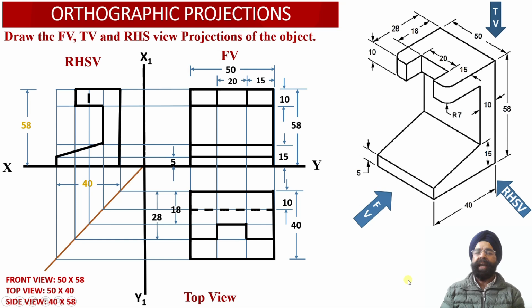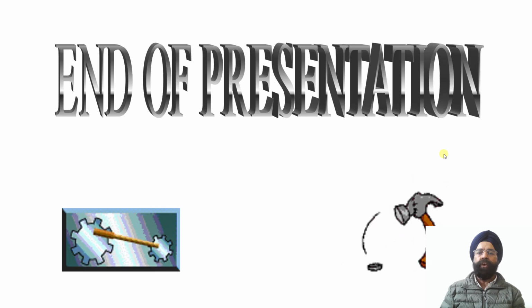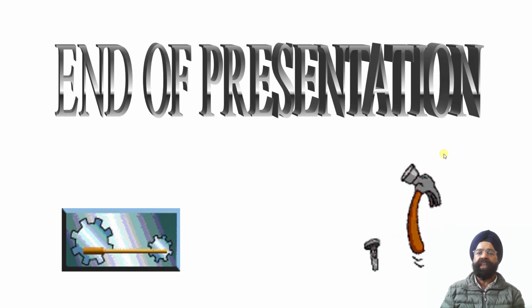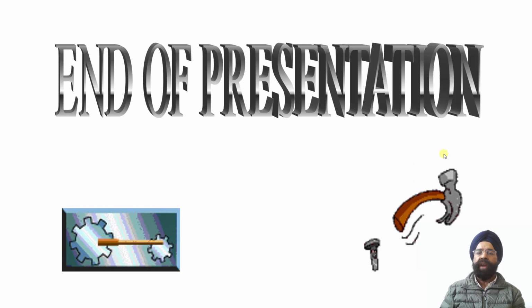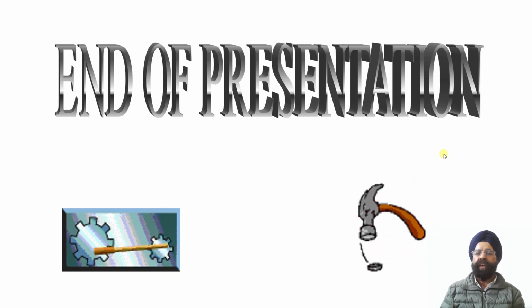I hope that through this discussion you would have understood the procedure for evaluating the orthographic projections of an object when the isometric projections of the component have been provided to us. So this is all for today. We will be continuing with further discussion regarding a few more illustrative cases of orthographic projections in the coming lectures as well. So thank you very much.